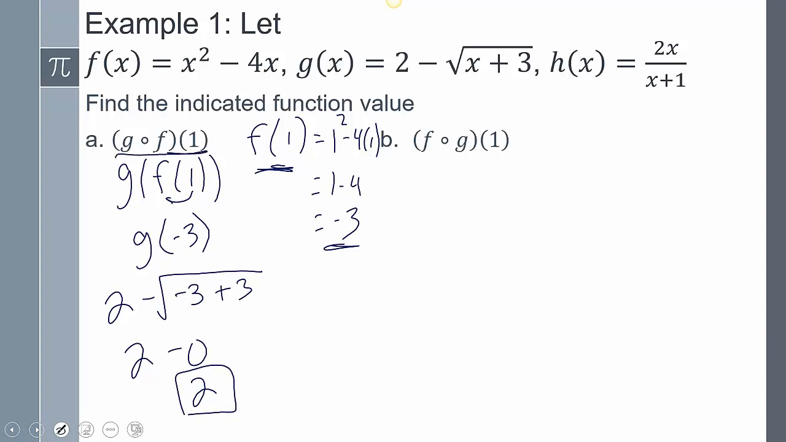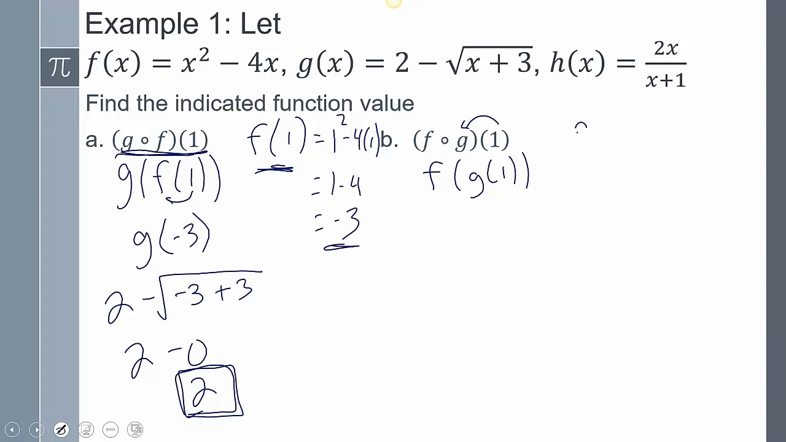So this statement here equals 2. Let's take a look at part B. This is saying now f of g of 1. So we take 1, plug it into our g function, right? Because another way of looking at it is this, and then I take that and plug it into my f function.